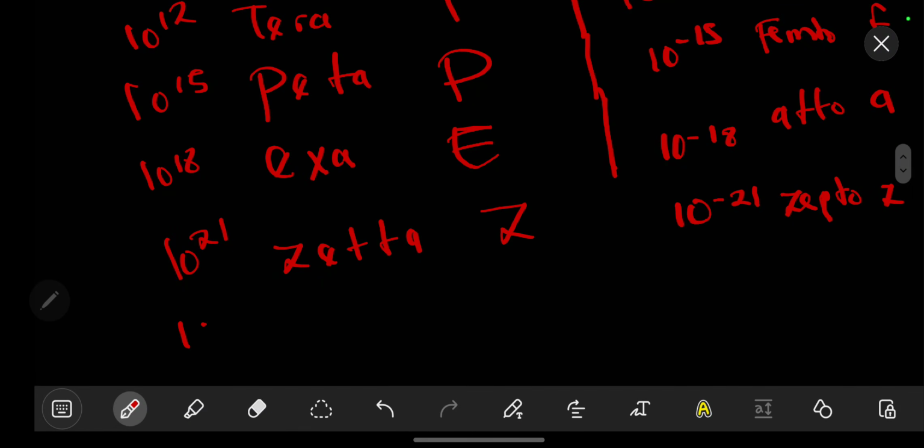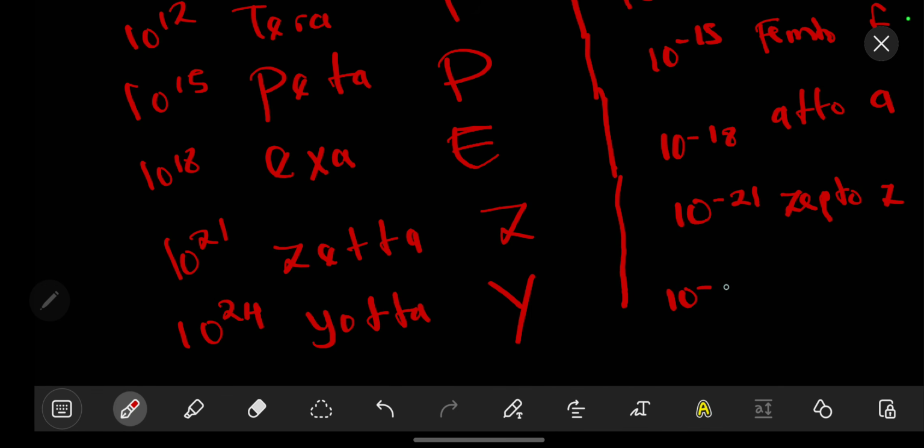Then last but not the least, we are going to have our 10 to the power of 24. Even this one is very, very similar. Our 10 to the power of 24, we are going to call this prefix yotta. Then the letter there will be a capital letter like that. Then finally, we are going to have our 10 raised to the power negative 24. For that one, we are going to have yocto.